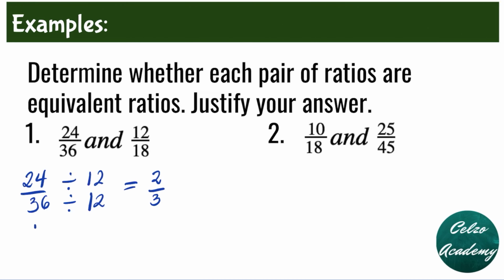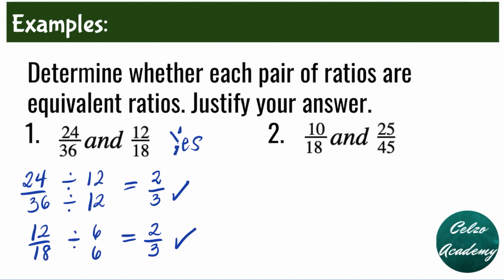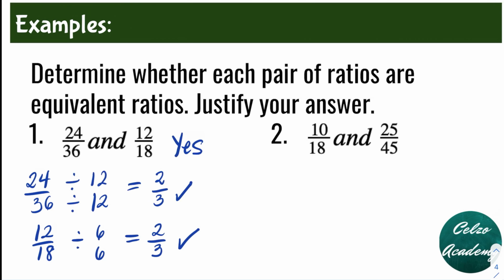For the second fraction, 12 over 18, this can be reduced by dividing numerator and denominator by 6. 12 divided by 6 is 2, 18 divided by 6 is 3. Since both fractions are equal to 2/3, this means that the first pair is proportional. And that is the first method, simplifying both ratios or fractions. And if they're equal, that means that the two ratios are equivalent ratios.